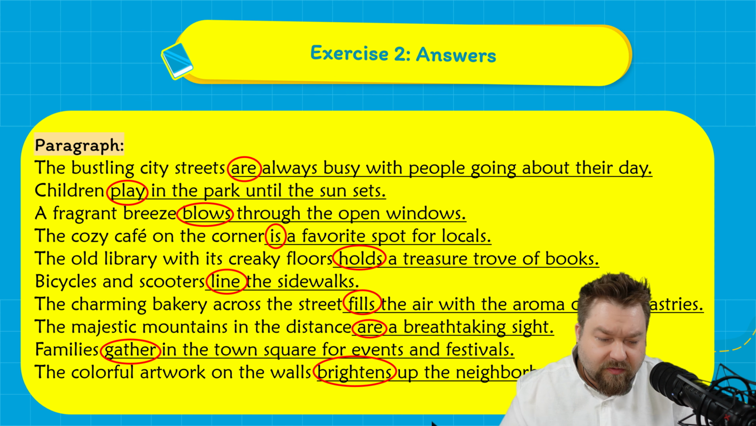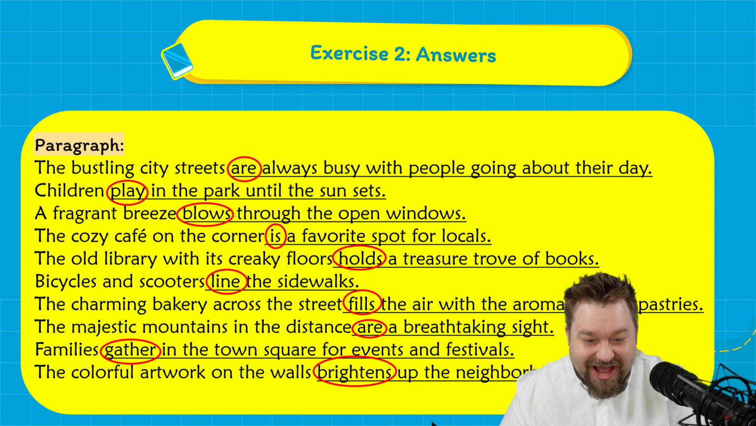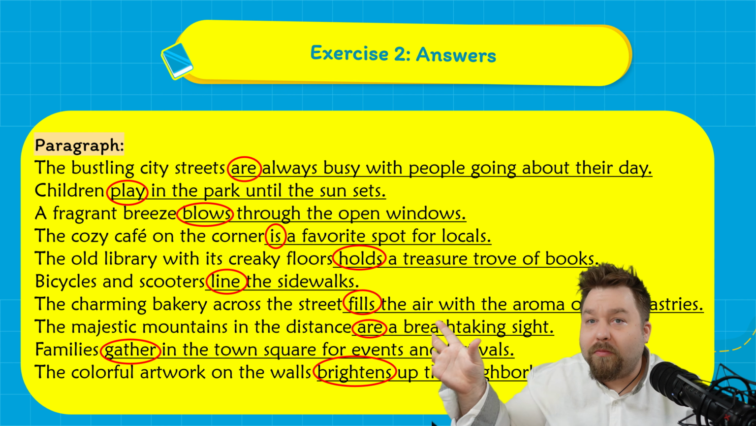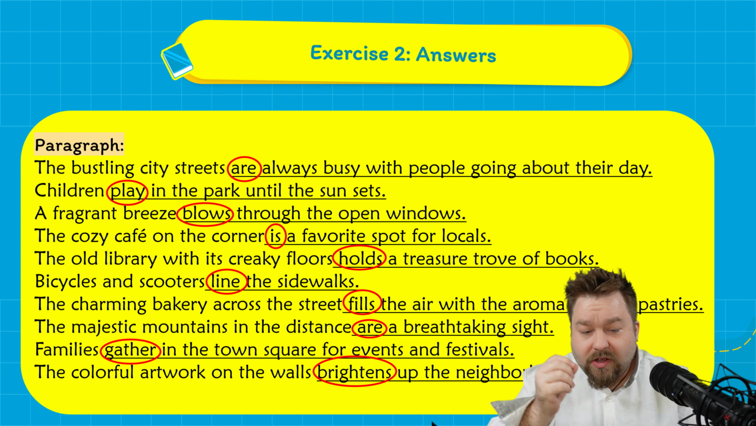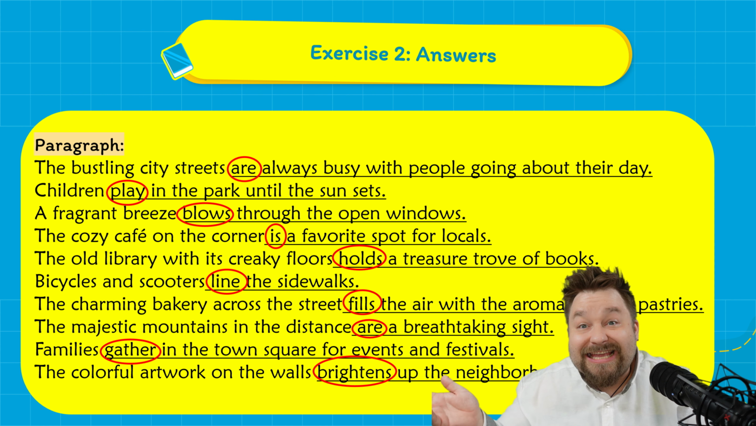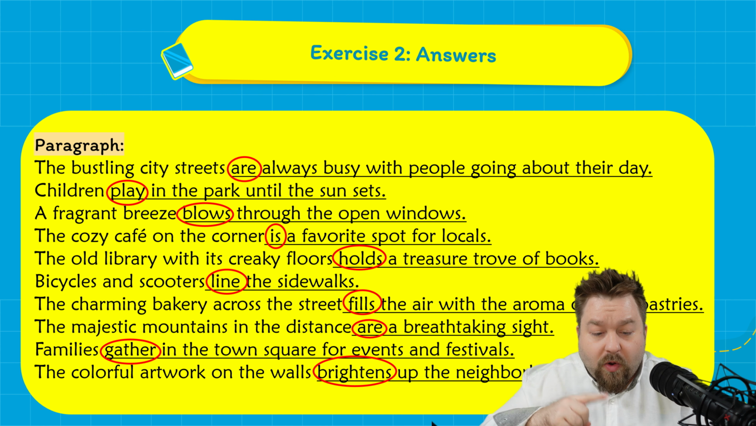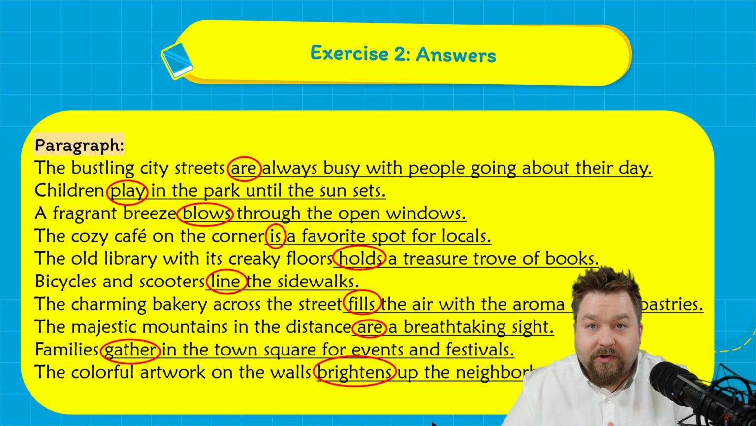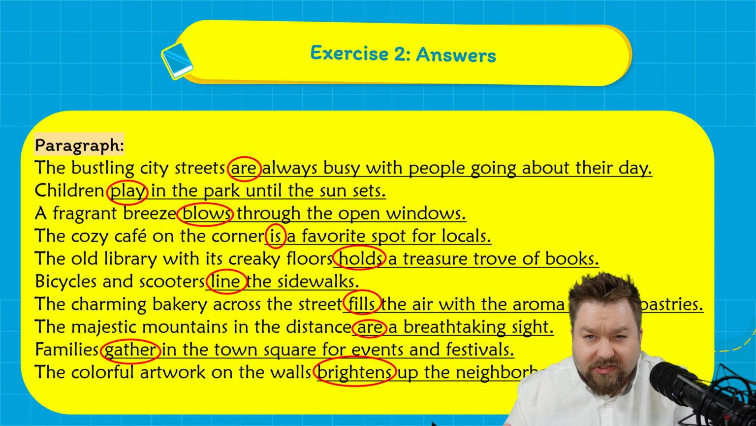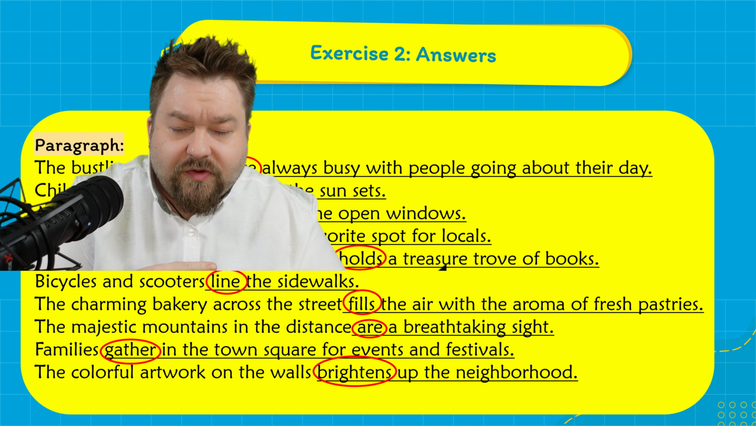The next sentence. A fragrant breeze. Breeze, what happens to the breeze? Blows. Cozy cafe on the corner. What happens to the cafe? The cafe is. The old library. What does the library do? It holds something. It holds the treasures. It holds the books.